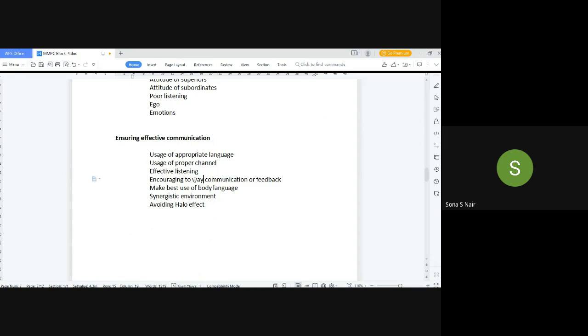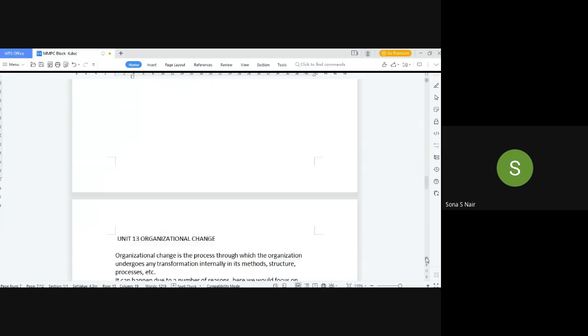Synergistic environment would mean an environment of harmony. Avoiding halo effect: not being influenced by someone's personality characteristics when you're judging the communication. That is what avoiding the halo effect is. Right. So communication, I think we should be in a position to understand.